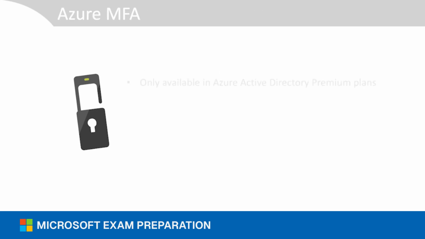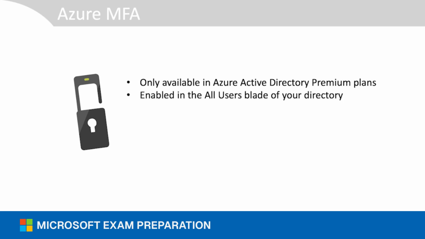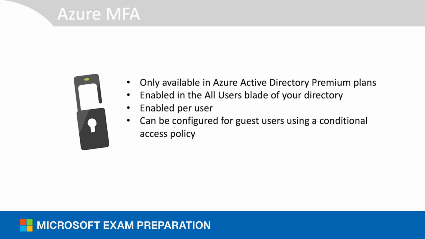Azure multi-factor authentication is only available in the Azure Active Directory Premium plans, and you enable it in the All Users blade of your Azure Active Directory in the Azure portal. You enable multi-factor authentication on a per-user basis, and you can also configure it for guest users in Azure Active Directory by using conditional access.